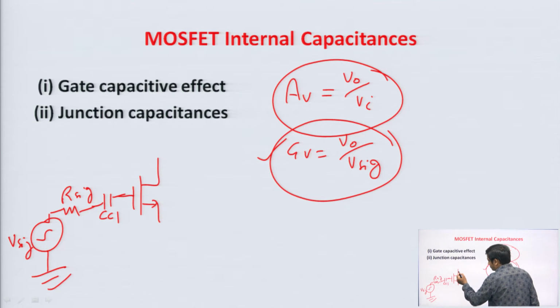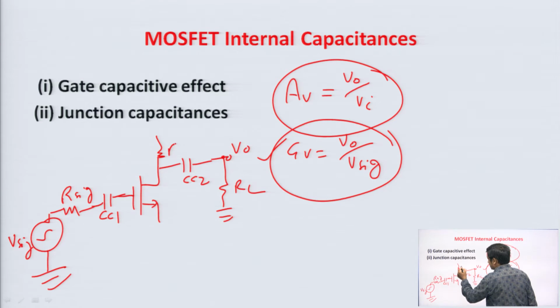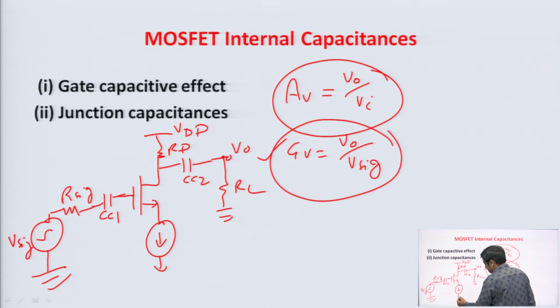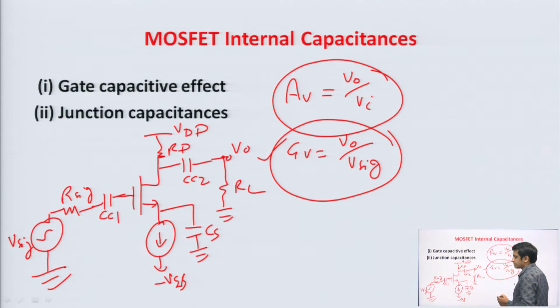We take the output from the drain terminal, but not directly. Again there is a coupling capacitor involved here, that is Cc2, and from here we get the output. This is your load resistance RL, this is your drain resistance RD, and this is your supply voltage VDD. Further, for biasing purpose we have connected a DC current source here, minus VSS, and there is another capacitor, CS, called the bypass capacitor.